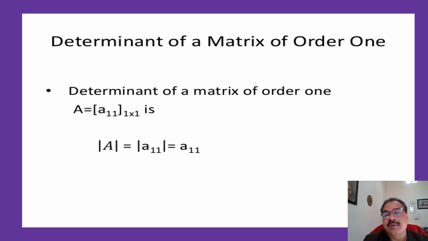The determinant of a matrix of order 1 may be defined as: for A equal to [a11], the determinant of A is equal to a11. It means this should be a square matrix of order 1 by 1. So the basic determinant is the first determinant: determinant of A is equal to a11.